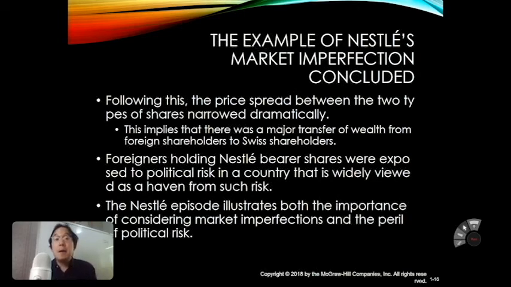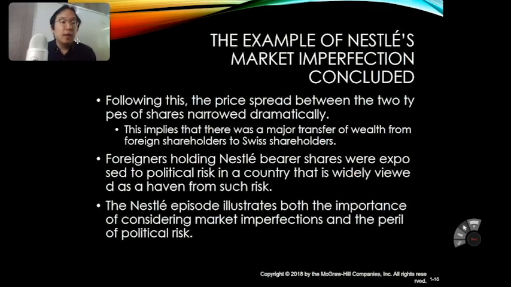Anyway, a good example of these impediments and the imperfections of the capital market was shown by Nestlé. Following this, the price spread between the two types of shares narrowed dramatically. This implies that there was a major transfer of wealth from foreign shareholders to Swiss shareholders. Foreigners holding Nestlé bearer shares were exposed to political risk in a country that is widely viewed as a haven from such risk. There's still political risk going on, and imperfection in the market as well. The Nestlé episode illustrates both the importance of considering market imperfections and the peril of political risk.